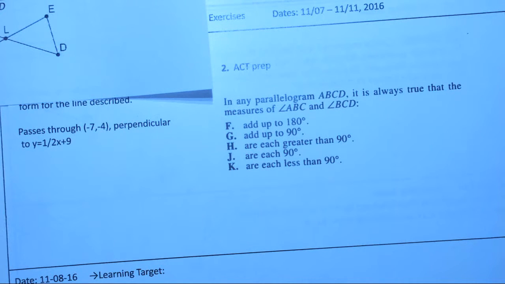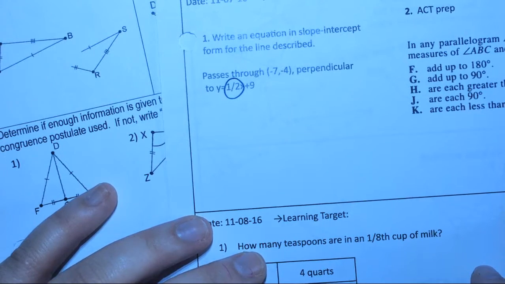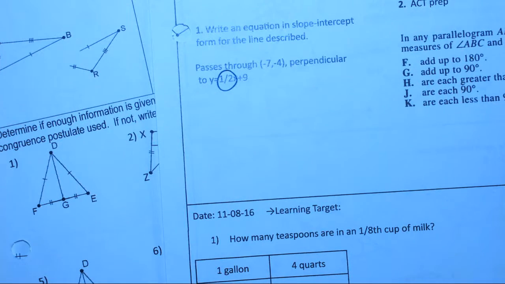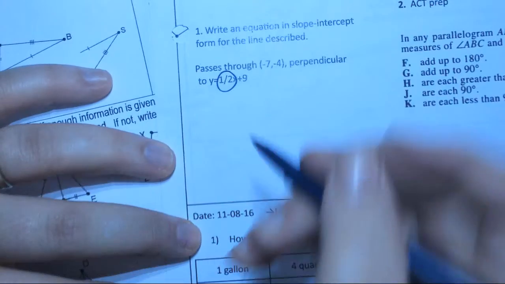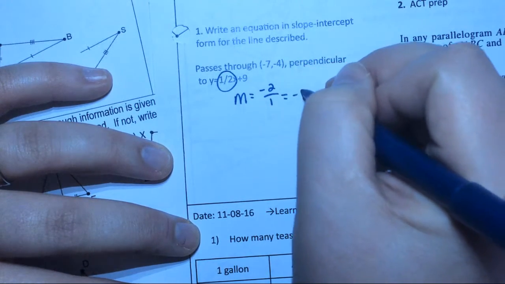On the first one, if my slope is positive 1/2 and someone's going to be perpendicular to me, what does their slope need to be? We flip it and we change the sign. So you're right, it'd be -2/1, which is the same thing as -2.